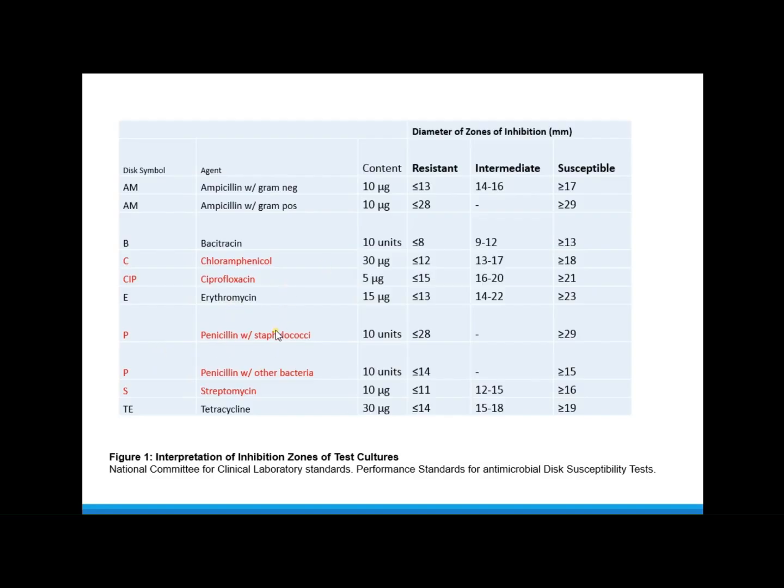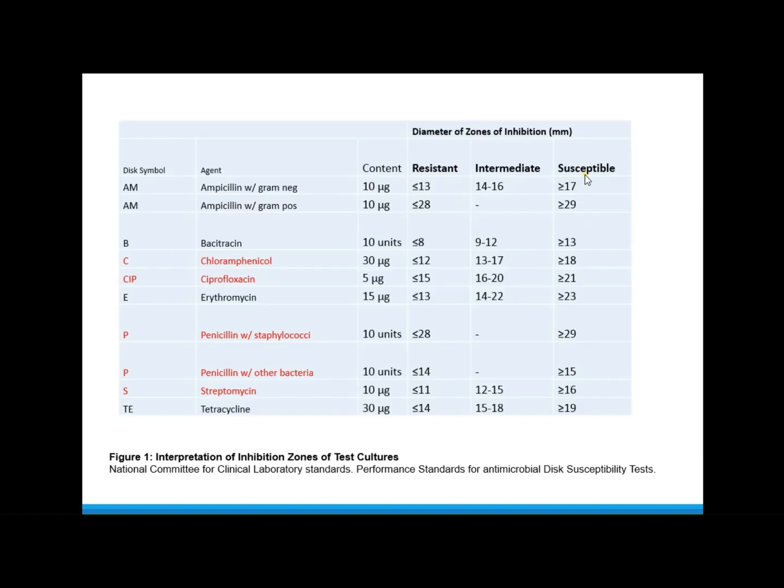If yours is a staph, you'll use the top line. All other ones, you use the second line. And at 15 millimeters, you'll come over and look at your chart. This is 14 millimeters or less, but yours is 15. So you come here where it's 15 millimeters or higher. You will read it then as susceptible.